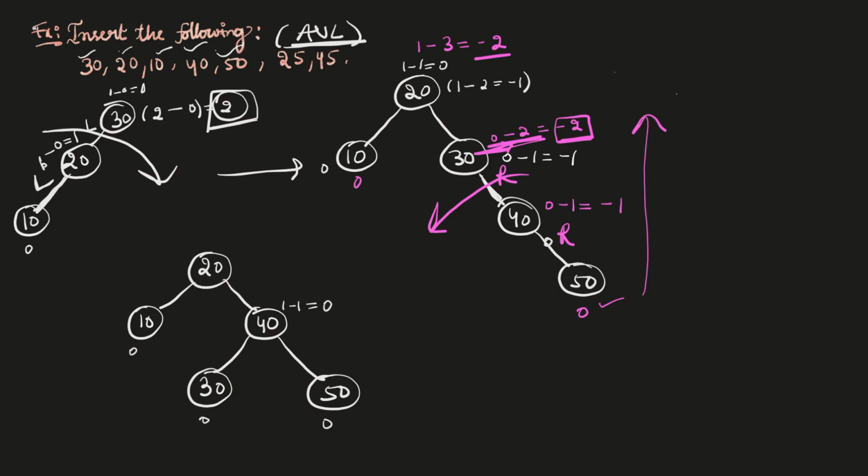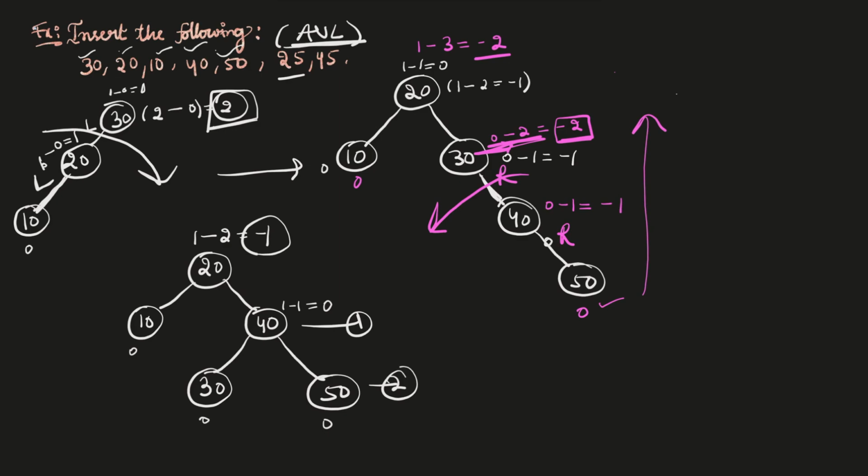Now if you check the balance factor from down, again 0, 0 and 0 for the leaf nodes. 40 is also balanced because it is 1 minus 1, that is equal to 0. And coming to 20, it is 1 minus 2 levels. This is the first level, this is the second level. So 1 minus 2, that is equal to minus 1. So if you have solved one problem, the other problem has already got solved. So there is no need to solve it again. So now it's balanced.